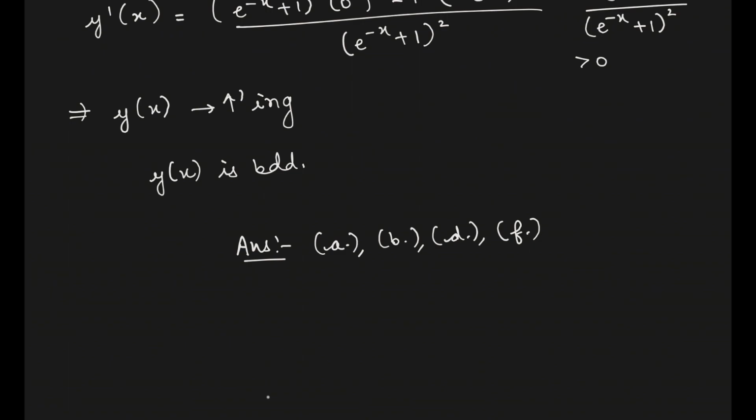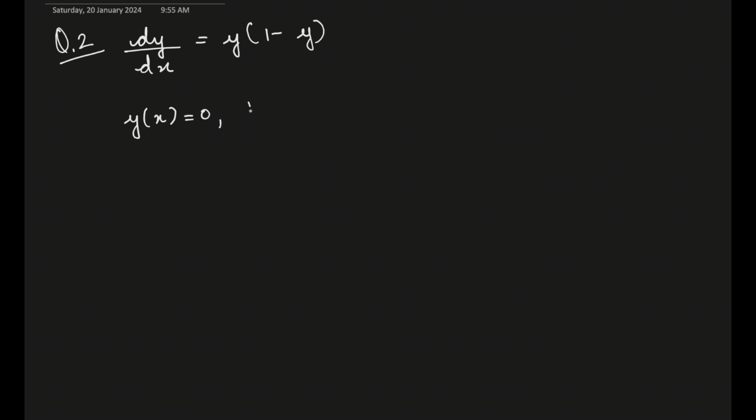Let us discuss the next question. Question number 2. Here I have given dy upon dx is equals to y(1 minus y) equal to 0. Now firstly, what will be the equilibrium solutions? 1 and 0. Yes, y(x) equal to 0 and 1 are our equilibrium solutions.